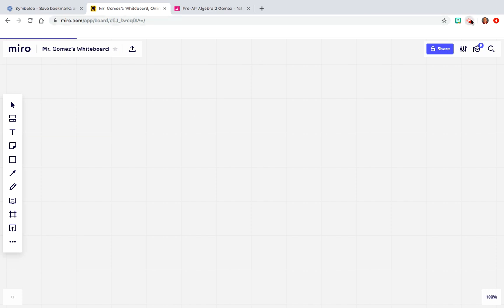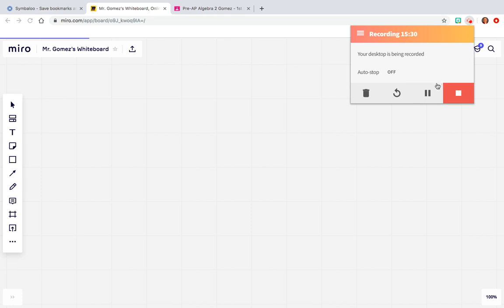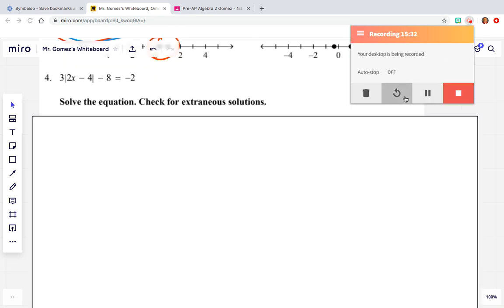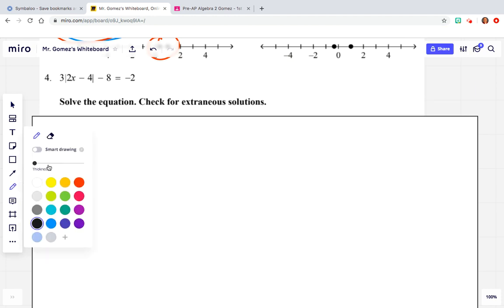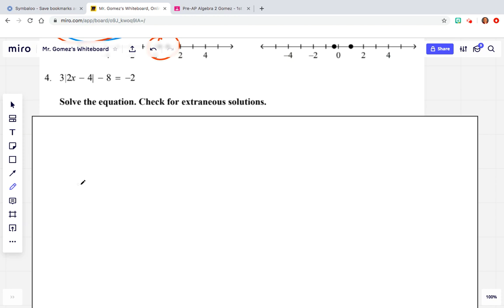Is there a pause button? Let's see if there's a pause button. Yes, there is. All right, you learn something new every day. There we go. I can pause it, so I'll pause between videos, or between questions, as we go forward now.